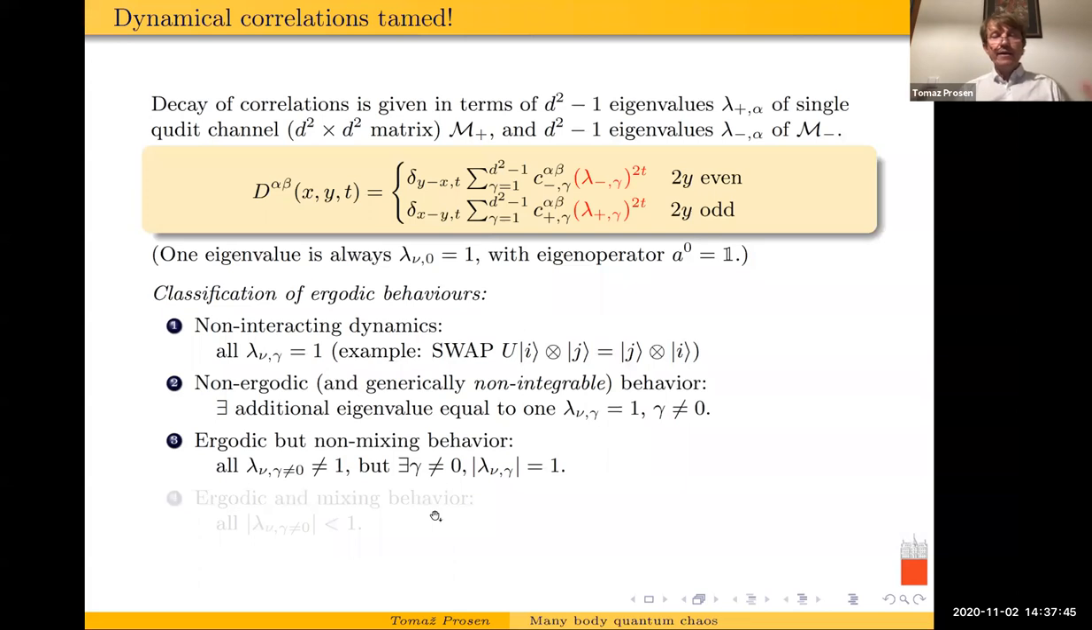And then in the generic case, where all non-trivial eigenvalues are inside the unit disk, I'm saying non-trivial because there is always a trivial eigenvalue which corresponds to the unit operator, then you would have what you would call, in the terminology of dynamical systems theory, ergodic and mixing dynamics.